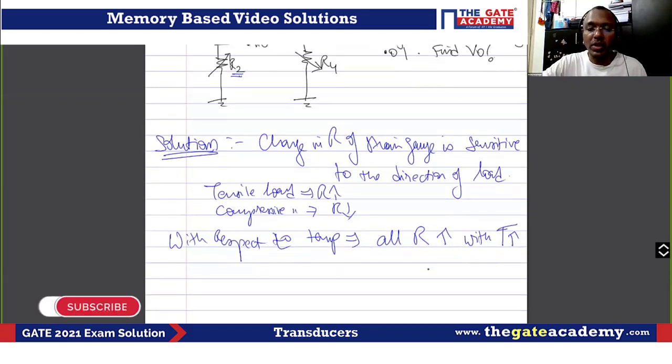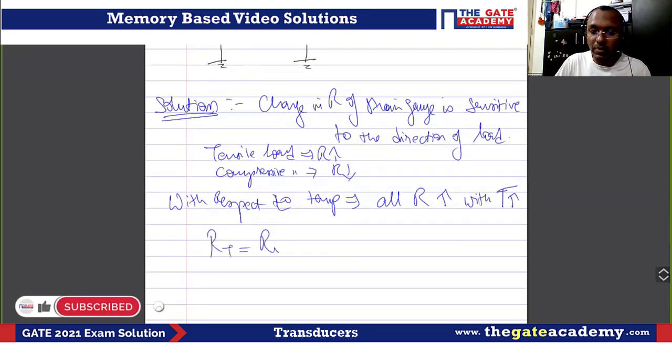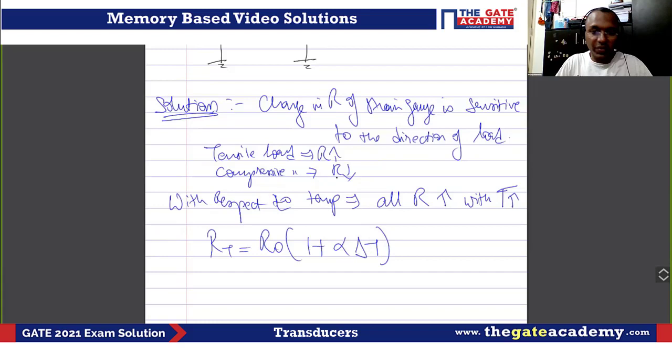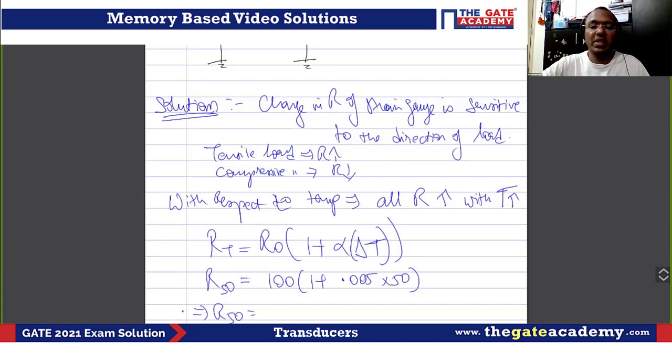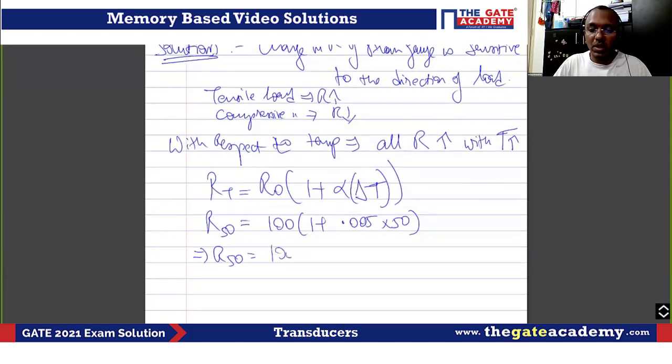Correct. And what is that relationship? RT is given by R naught into 1 plus alpha delta T, where alpha is the temperature coefficient of resistance. So let's calculate that. R naught is 100 into 1 plus alpha, 0.005, into 50. This is going to be R50, that is resistance at 50 degrees centigrade. It is going to be 100 into, how much? 0.005 into 50 is 0.25. So this is going to be 1.25, 125 ohms.